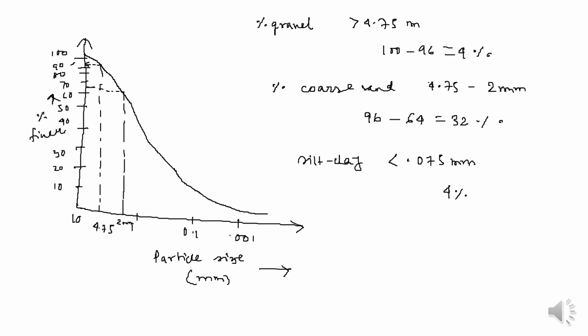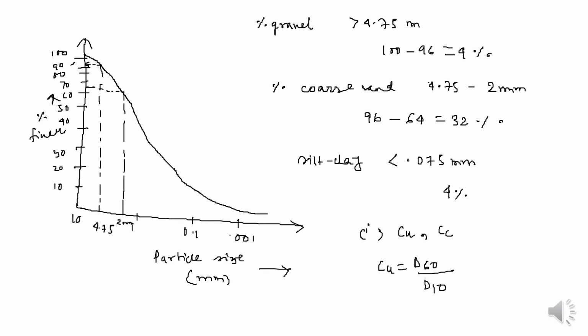Now we have been asked to comment on the gradation of the soil, right? We talked in the previous slides that to comment on the soil gradation, we can define two terms: one is Cu, another is Cc. If we can get the values of Cu and Cc, we can comment on the type and the gradation of the soil. So what is my Cu? Cu is equal to D60 by D10, right?